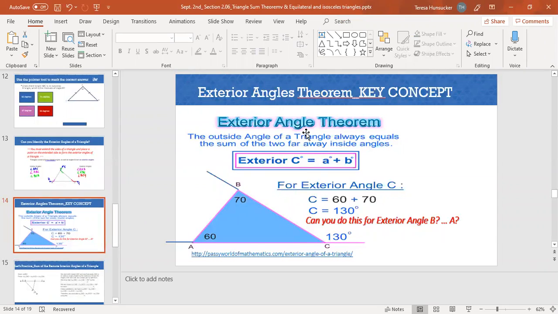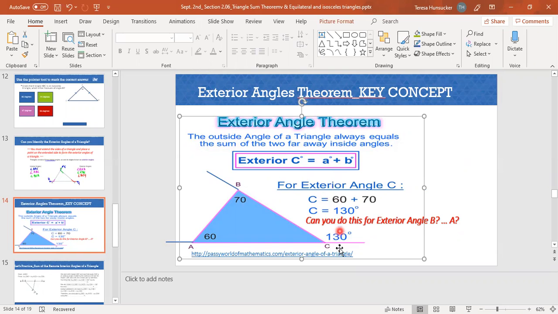All right, so here's the big concept, the king and queen of concepts. We've got the exterior angle theorem. The outside angle of a triangle, that's just putting it in words you can understand, is called an exterior angle. The outside exterior angle of a triangle always equals the sum of the two far away inside angles. So exterior angle C is 130. What two numbers do you add together to get 130? It could be several: 80 and 50, 70 and 60, that kind of thing.